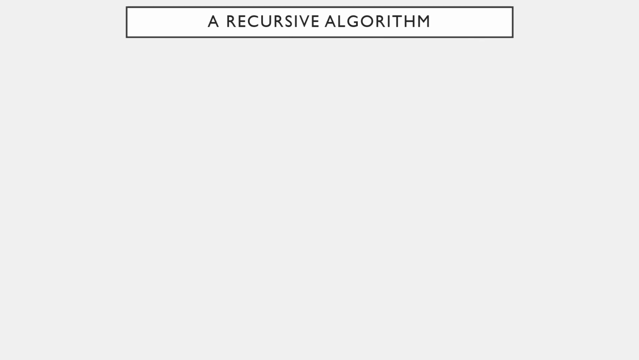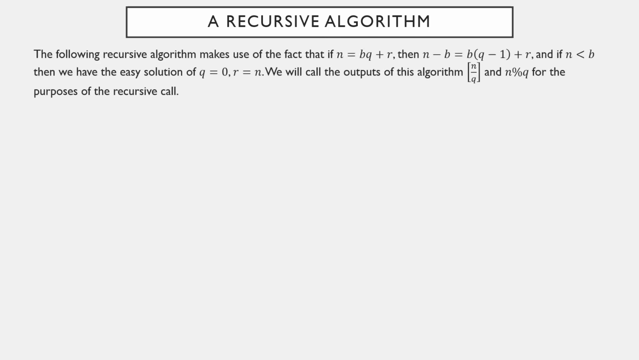Well, if we have an iterative algorithm for computing the q and r, the division algorithm, can we have a recursive algorithm that does the same? Yeah, it's going to exploit the fact that if n is solved as bq plus r, I can subtract b from both sides and say n minus b is b times q minus 1 plus the same remainder. But if n is less than b, then I can set q equal to 0 and just say the remainder is n. If n is less than b, then that's already an acceptable remainder. Okay. So we're going to call the outputs of the algorithm the quotient q here and the remainder r here for the purposes of making the recursive call.